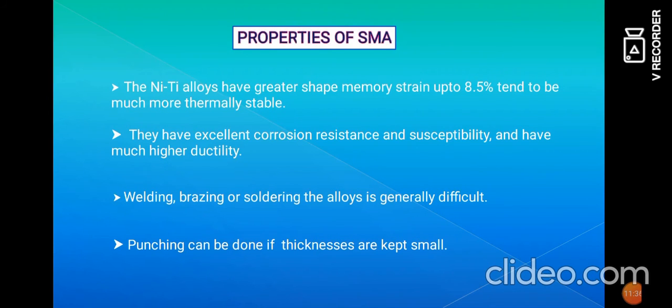Here we see the properties of shape memory alloys. The nickel titanium alloys have greater shape memory strain up to 8.5%, and tend to be much more thermally stable. They have excellent corrosion resistance and much higher ductility. Welding, brazing or soldering the alloys is generally difficult. Punching can be done if thicknesses are kept small.